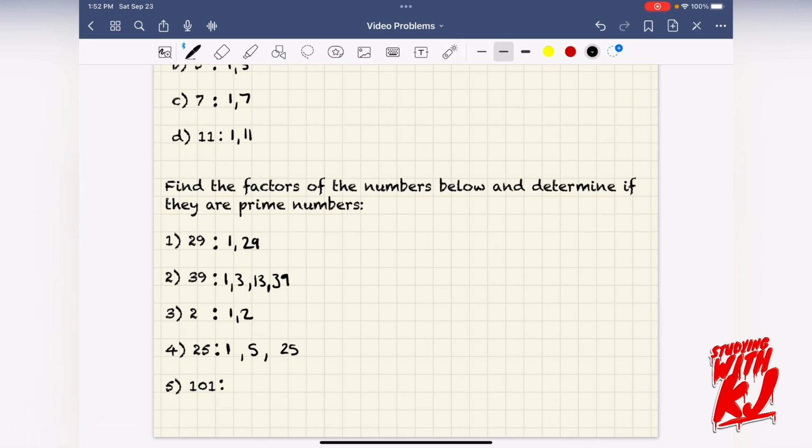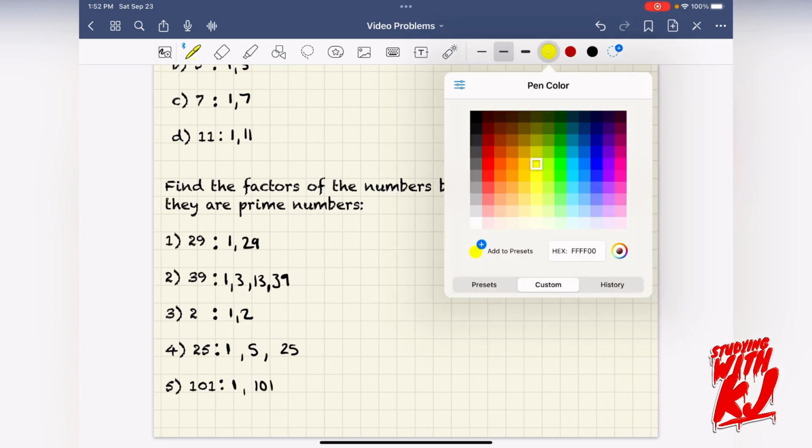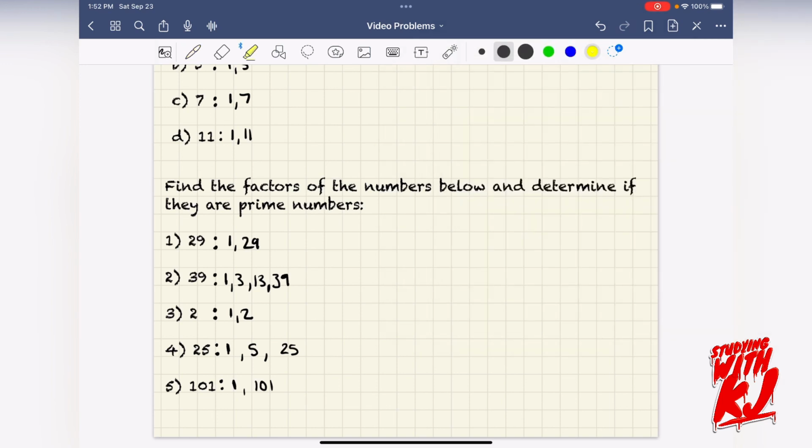5 is 101. Now 101 only has two factors, and those two factors are 1 and 101, because those are the only two numbers that can be multiplied together to give you 101, or those are the only two numbers that can be evenly divided into 101. So let's circle all the ones that are prime numbers, or highlight them, just so you guys know.